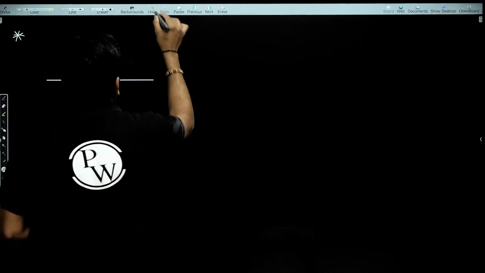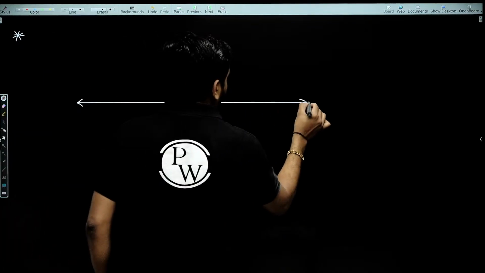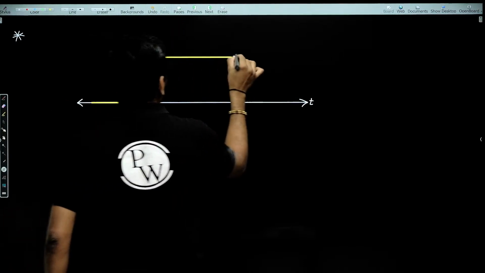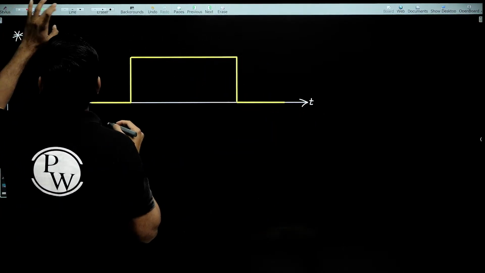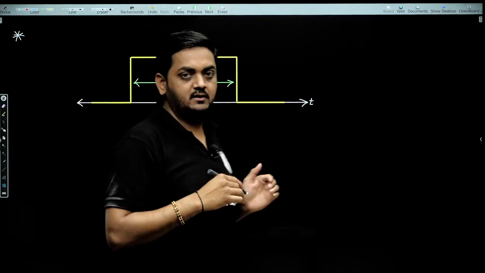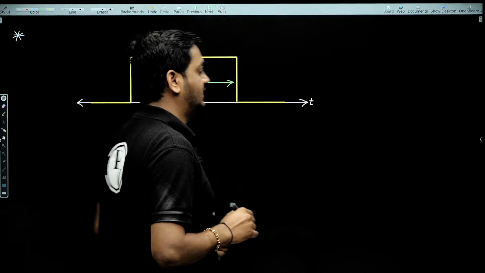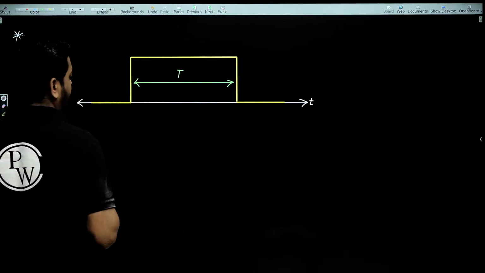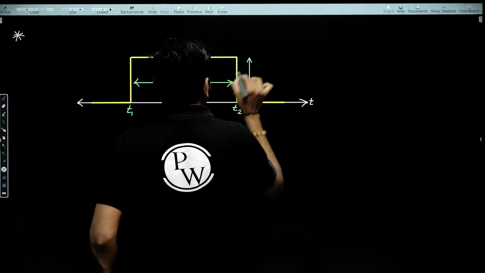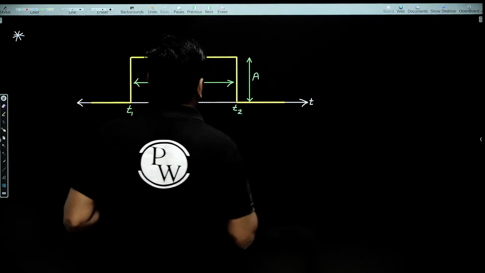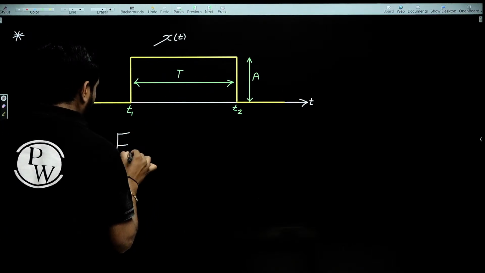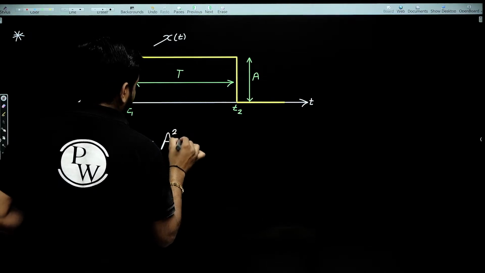The energy of any rectangular function having a width capital T, whose location can be anywhere, completely left side, completely right side, or partially right or left side, guys. Simply focus on the width of this rectangular function, like T1 to T2, and the amplitude can be positive or negative, or partially positive, partially negative. If this is a rectangular pulse having width T and amplitude A, then its energy is given by A square into T.